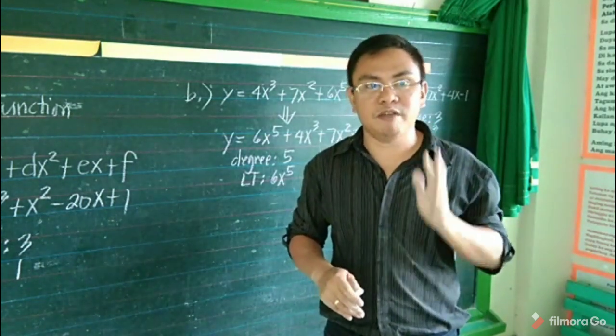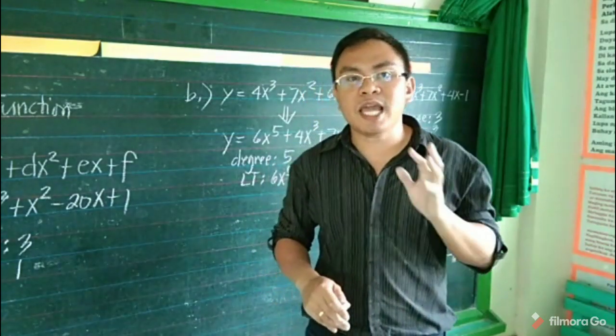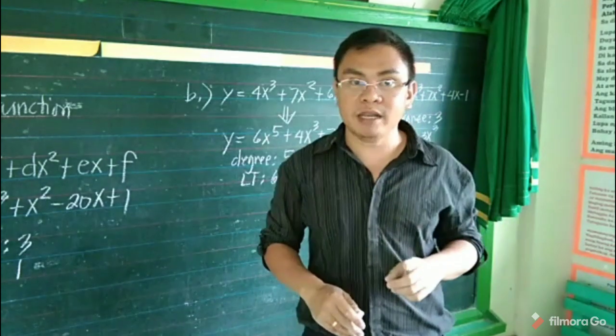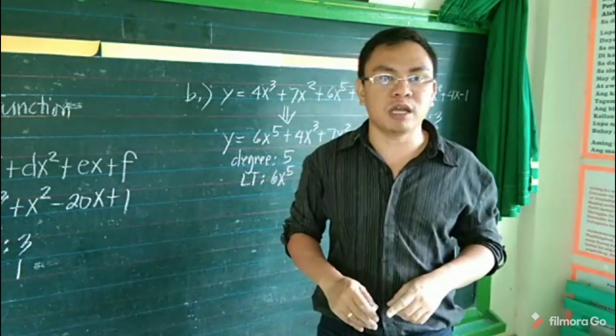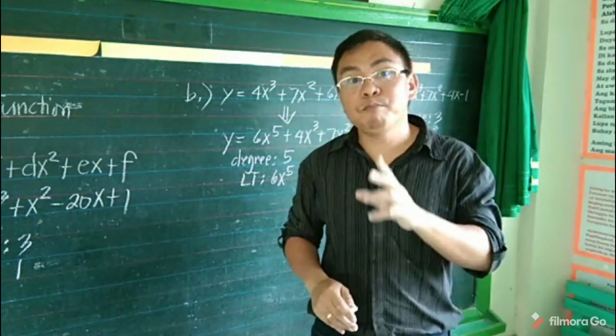Like for example, if you will be given p of x is equal to 20x to the exponent of 100 plus 1. The exponent is 100, so you can call the polynomial function 100 degree polynomial function.